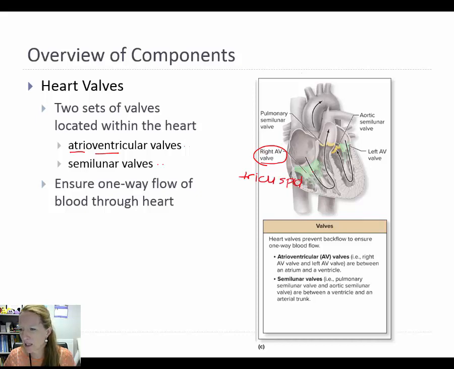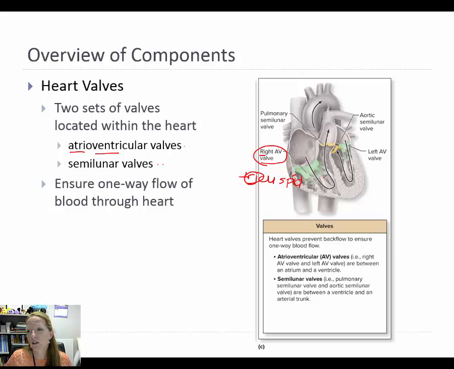And it's mainly because of how many cusps this thing has, or little flaps it has. But it's also known as the tricuspid. The way that you can remember that, there's the T, the R, it's on the right side, so that's how you can remember the tricuspid valve. That's going to be on the right side. So again, ensures one-way blood flow through the heart. So this is just making sure that blood is going from the atrium to the ventricle. So that's the main function. And again, we'll look more into the valves later on.